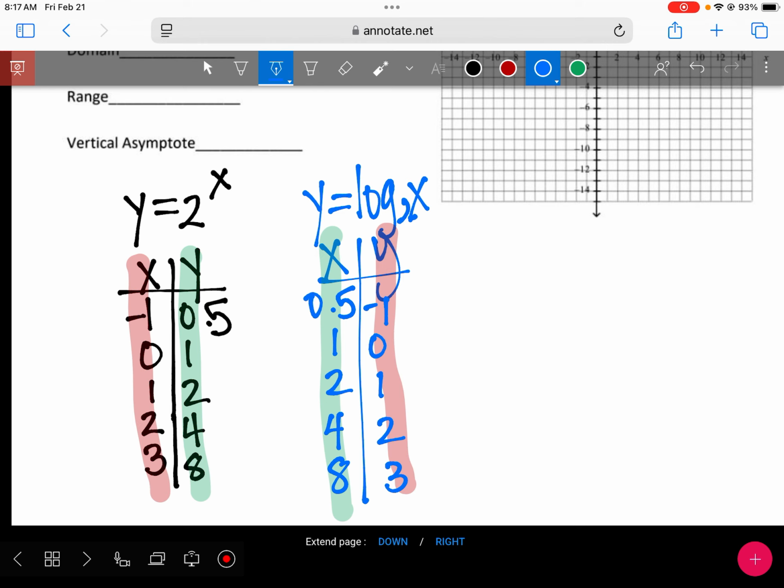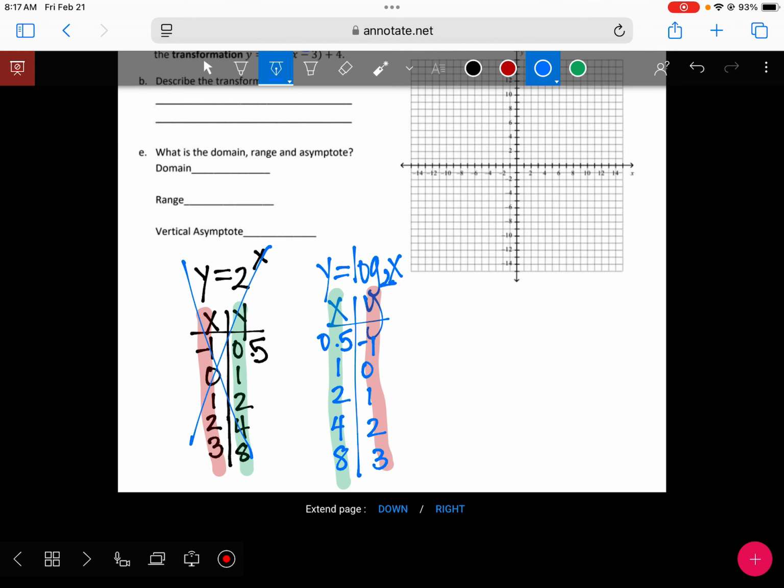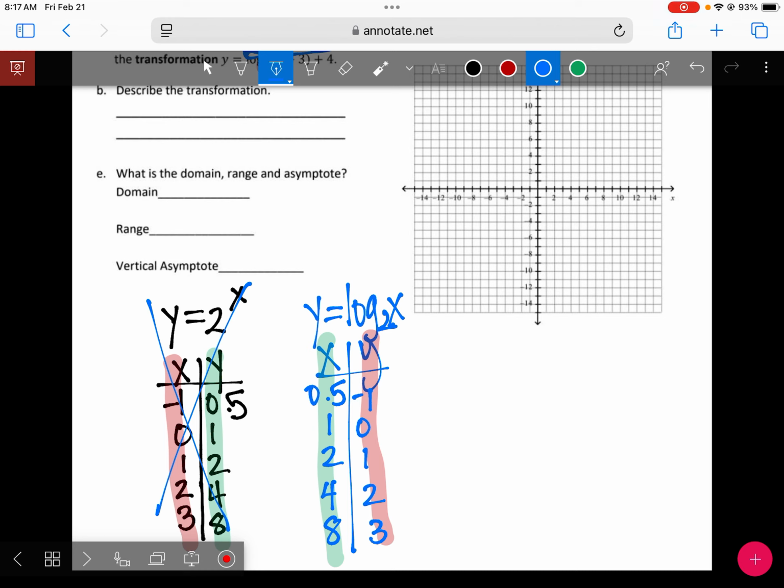All right, after you flip it, we don't need this table anymore. You can get rid of it. So go ahead and graph that. Let's graph that out. And that's our parent graph.